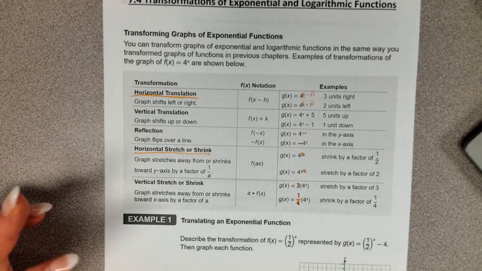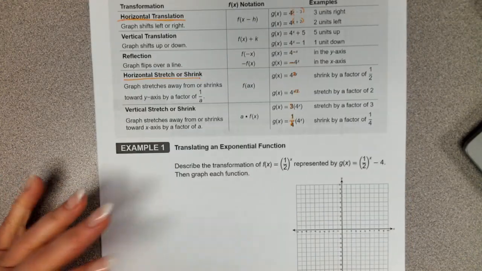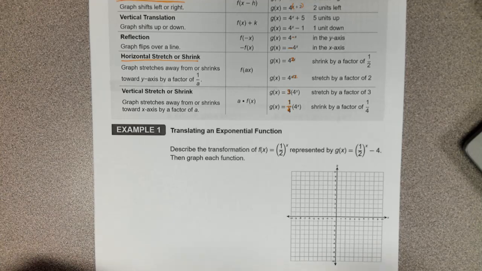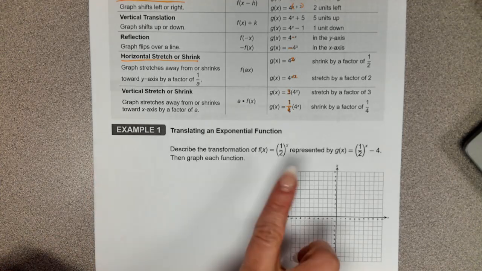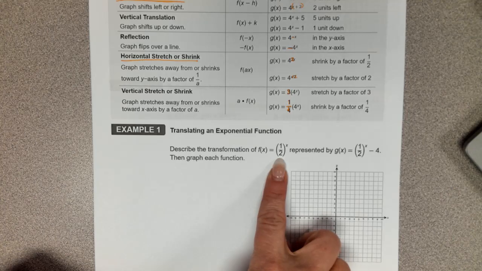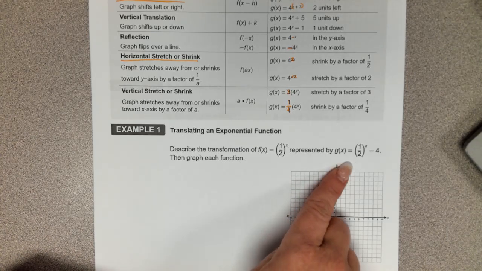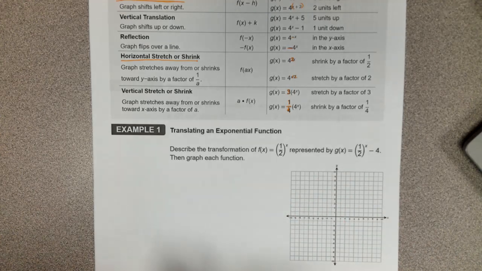So let's look at some examples. So here, they give us our parent function to be f of x equals 1/2 to the power of x. And they want it transformed to g of x equals 1/2 to the power of x, minus 4. They want to know the transformations and to have us graph this.